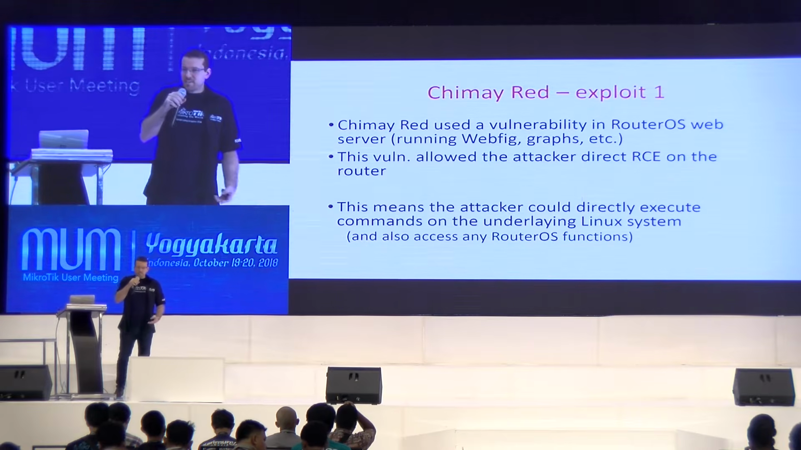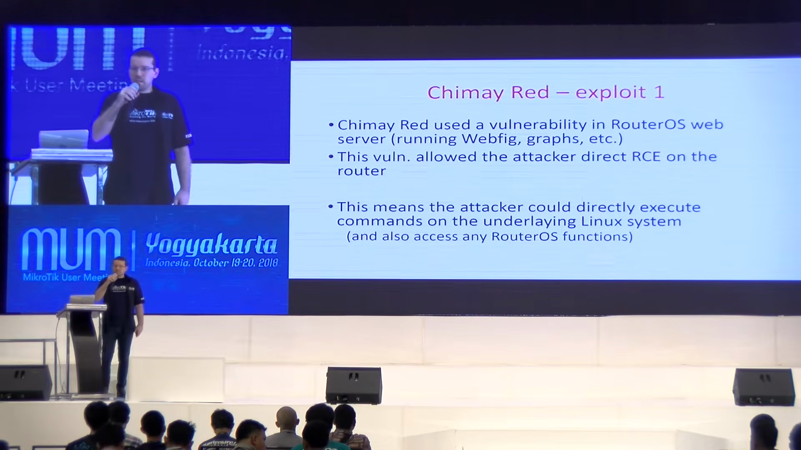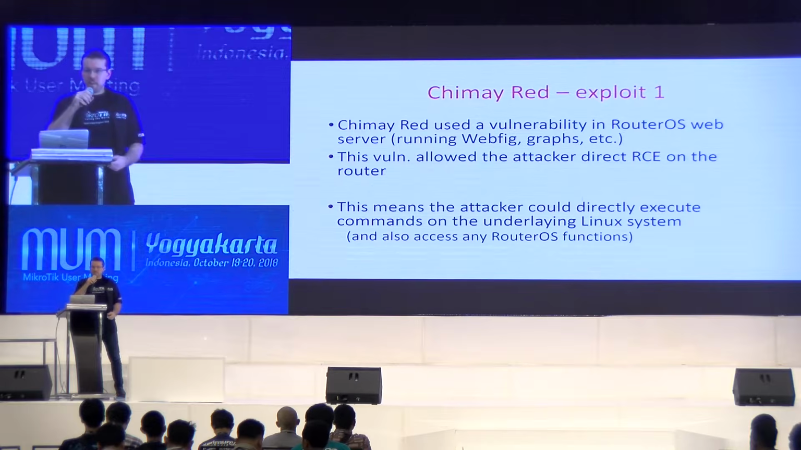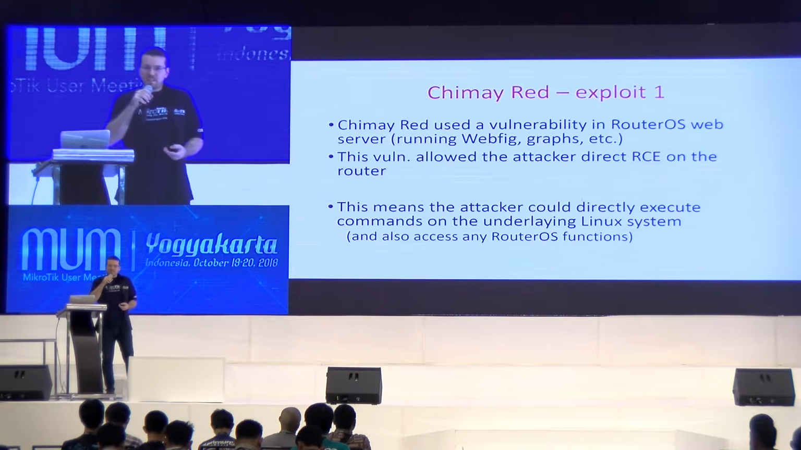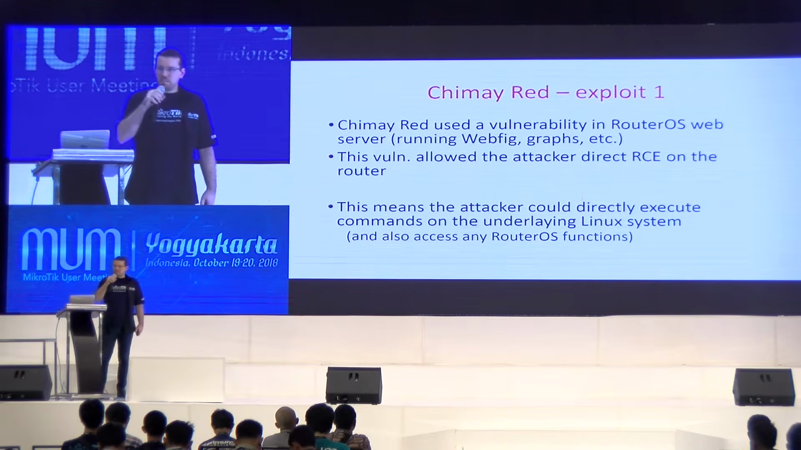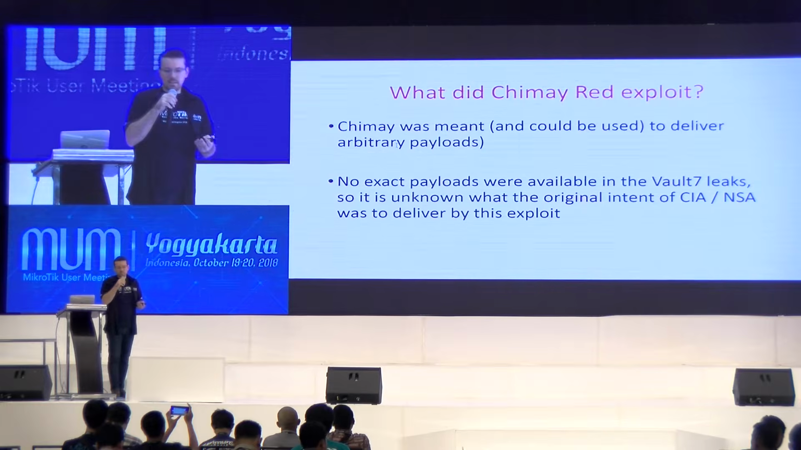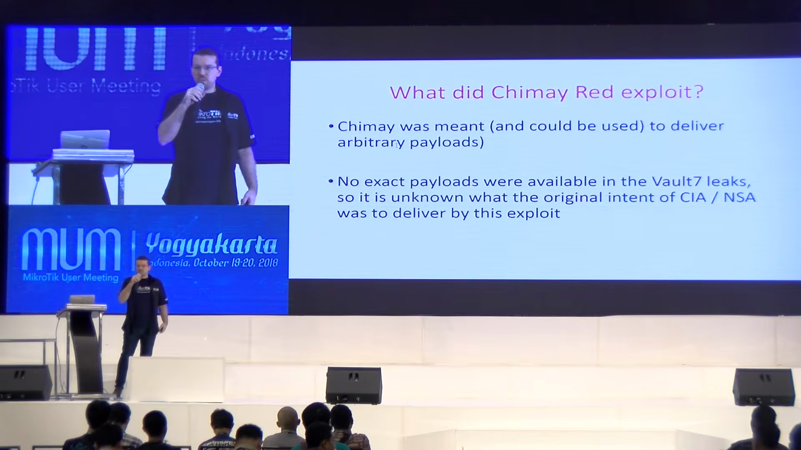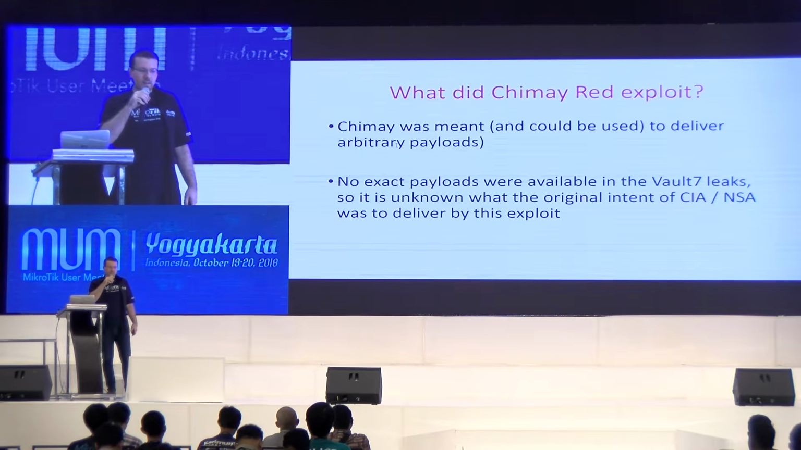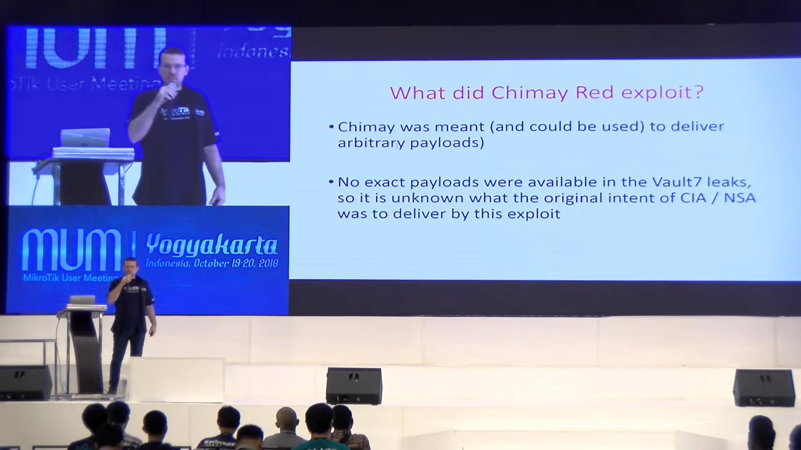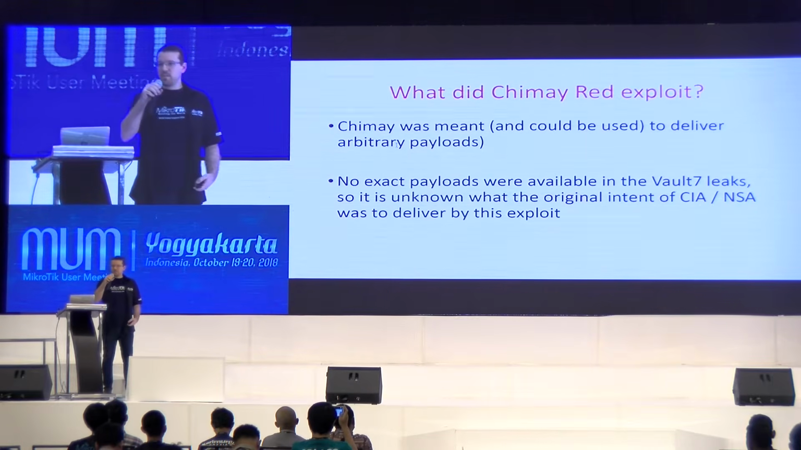This means that the attackers could actually directly execute commands on the underlying Linux system simply by visiting or sending a specially crafted packet to TCP port 80. Of course, when you have access to the underlying Linux system, you can also execute any RouterOS commands and change any RouterOS configuration as well. So, Chimay Red was meant to be used to deliver arbitrary payloads to RouterOS devices. In the actual Vault 7 leaks there were no exact payloads available, so it is unknown what the original intent of the CIA and NSA was and what they wanted to deliver with this exploit.